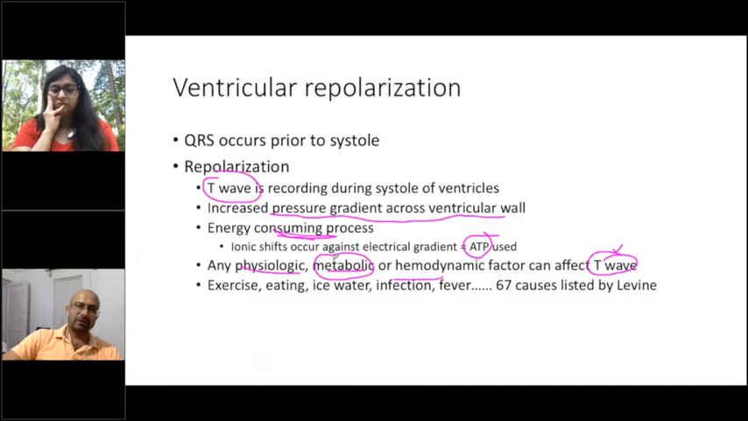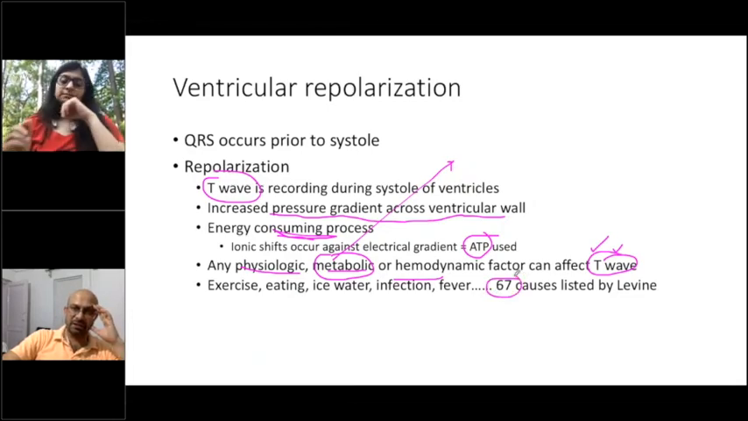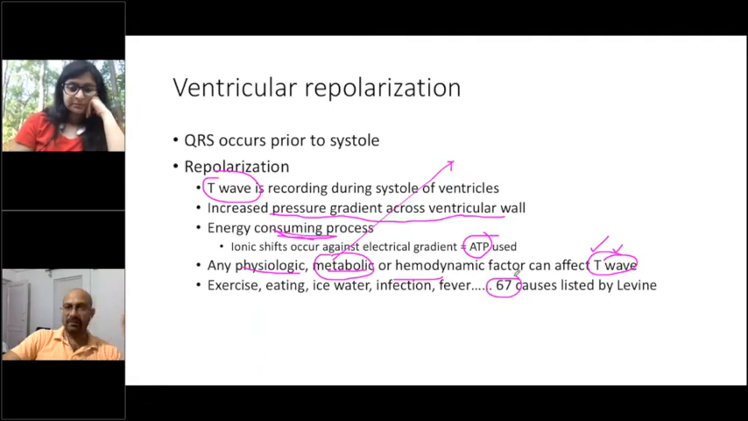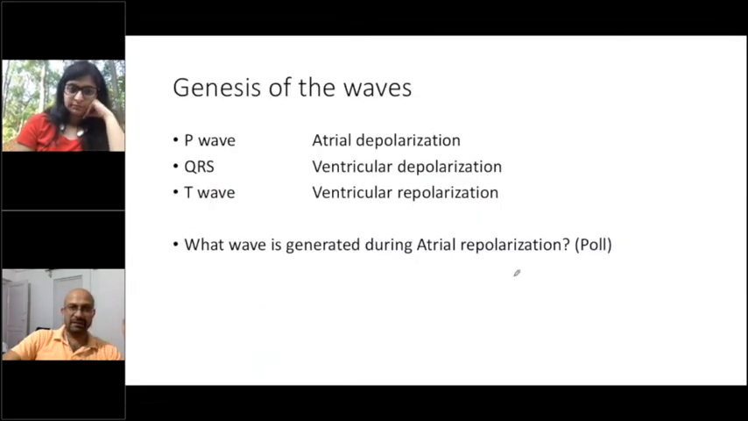Another thing, when you are looking at an ECG for metabolic abnormalities, the area of the ECG that you need to look at is the T wave. Anything can change it: exercise, eating, ice water, infection, fever. In fact, Levine listed 67 causes which can cause changes in the T wave morphology and the T wave recording. But we are not going into those details.